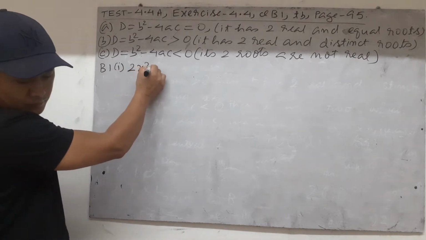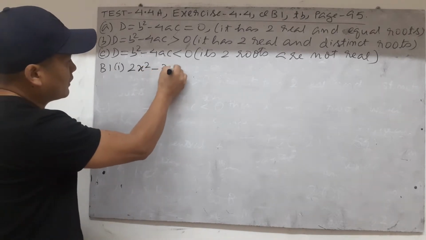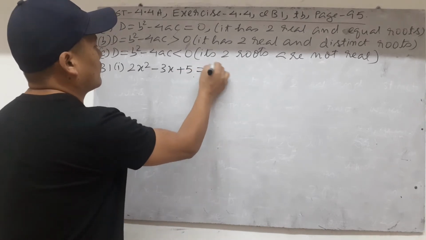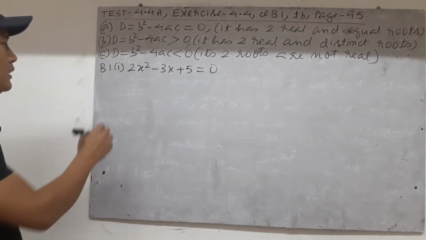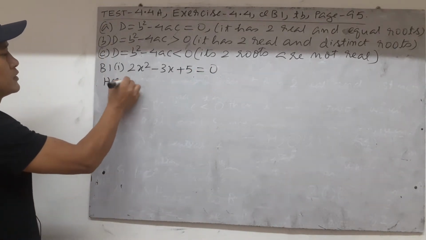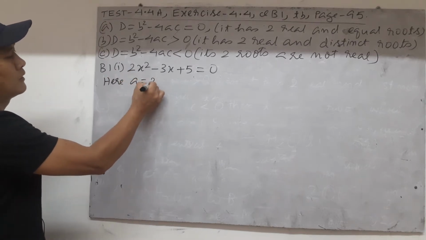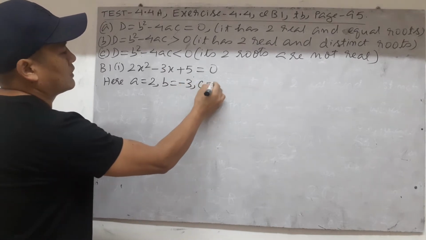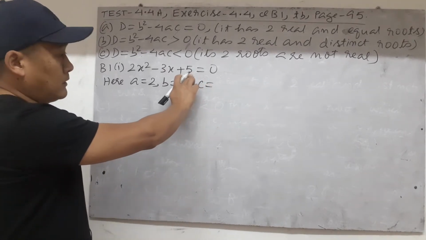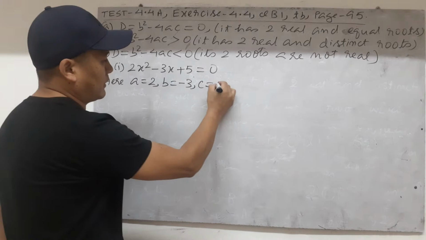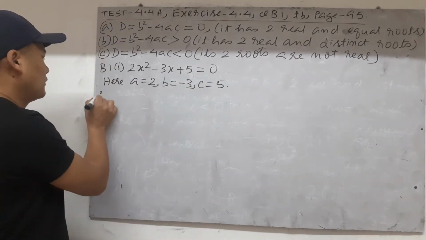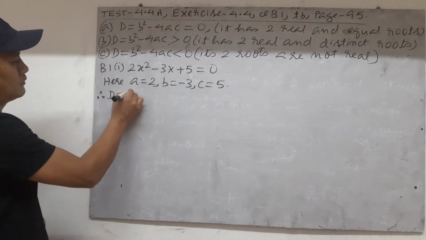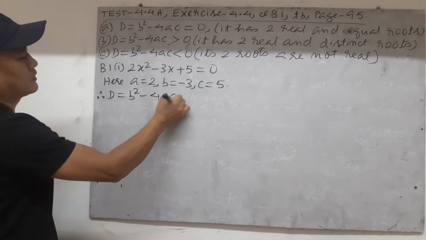2x squared minus 3x plus 5 equal to 0. So as we know, we have to find the coefficients of x squared, which is a, plus 2. b is the coefficient of x, in front is minus 3, and c is the third term, having no x squared and x, which is plus 5. So we have to find the nature of roots, means we have to find d equal to b squared minus 4ac.